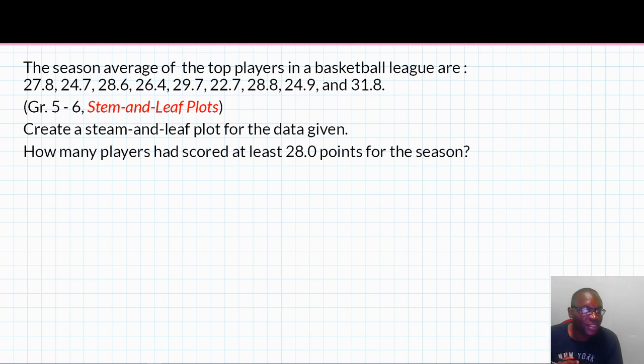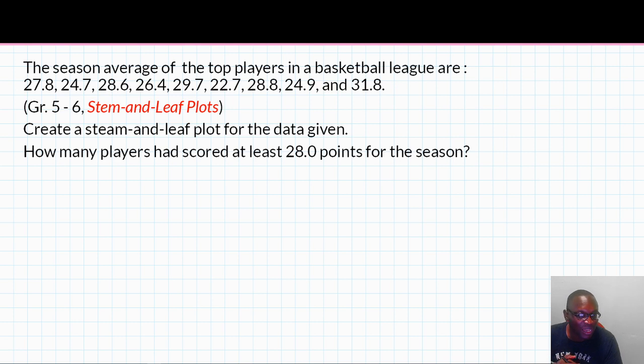Okay, our 5th and 6th graders, we're looking at stem and leaf plots. The season averages of the top players in a basketball league are 27.8, 24.7, 28.6, 26.4, 29.7, 22.7, 28.8, 24.9, and 31.8. So here we're going to be creating our stem and leaf plot.